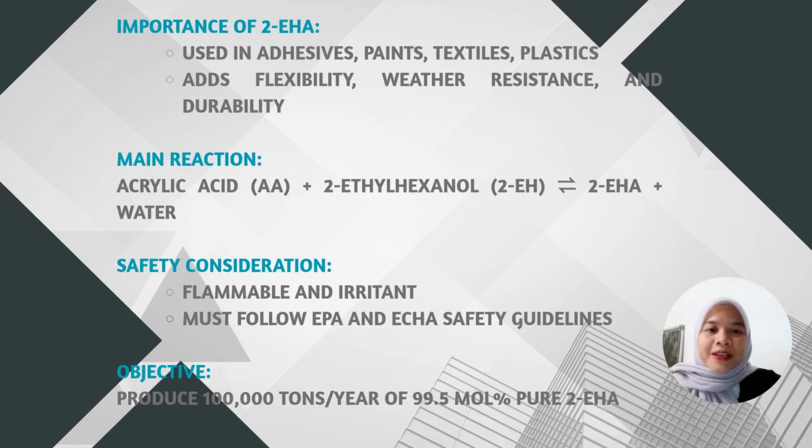2-EHA is a liquid chemical used in many industries. It is important in making paint, coating, and plastic. This is because it makes the final product flexible, strong, and resistant to water and weather. The chemical is made through a reaction between acrylic acid and 2-ethylhexanol. This reaction produces 2-EHA and water, but this chemical can be harmful if it is not handled carefully, so safety guidelines from agencies like EPA and ECHA must be followed. Our main goal in this project is to design a process that can produce 99.5% pure 2-EHA safely and efficiently.